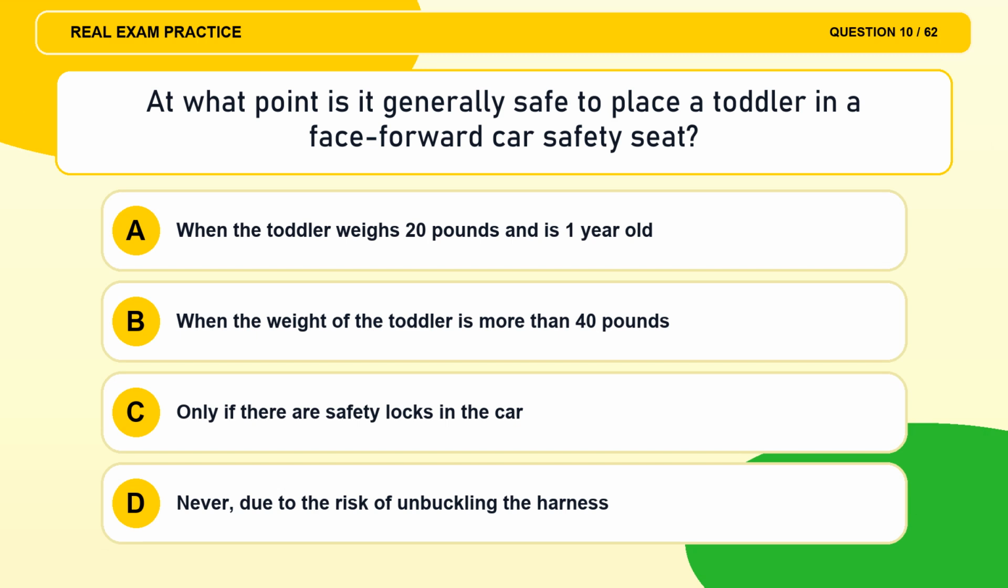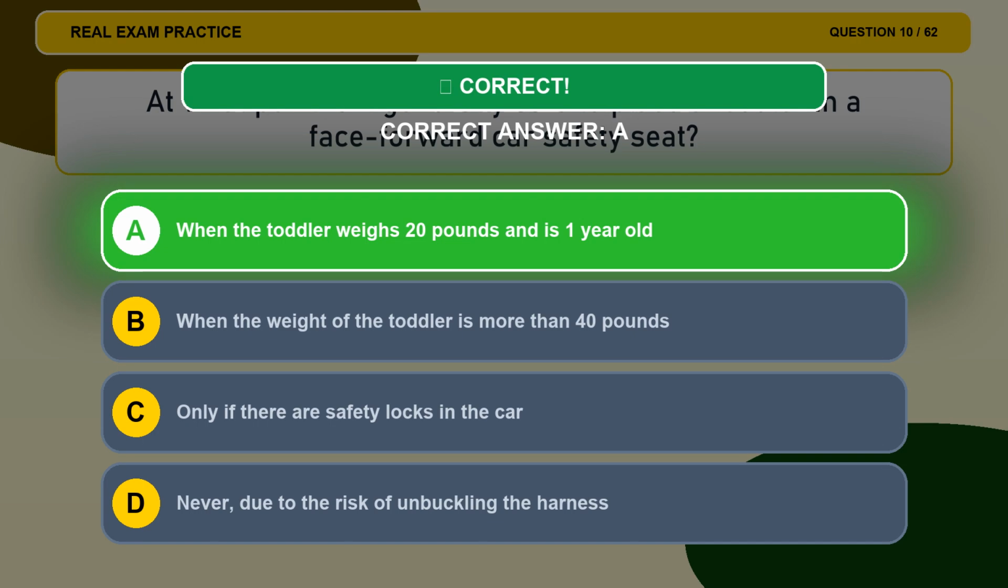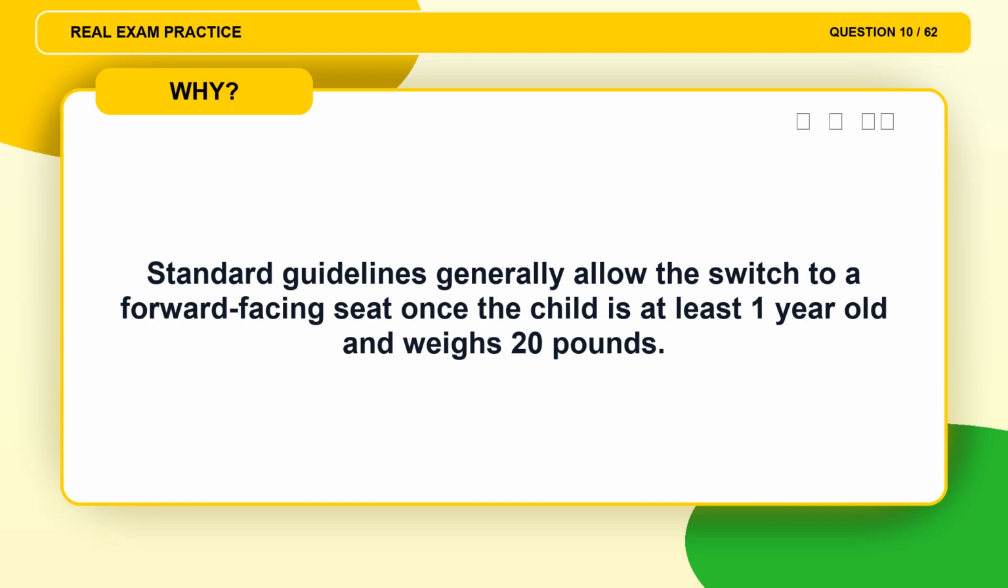Question 10. At what point is it generally safe to place a toddler in a face-forward car safety seat? Option A, when the toddler weighs 20 pounds and is 1 year old. Option B, when the weight of the toddler is more than 40 pounds. Option C, only if there are safety locks in the car. Option D, never, due to the risk of unbuckling the harness. The correct answer is option A, when the toddler weighs 20 pounds and is 1 year old. Standard guidelines generally allow the switch to a forward-facing seat once the child is at least 1 year old and weighs 20 pounds.